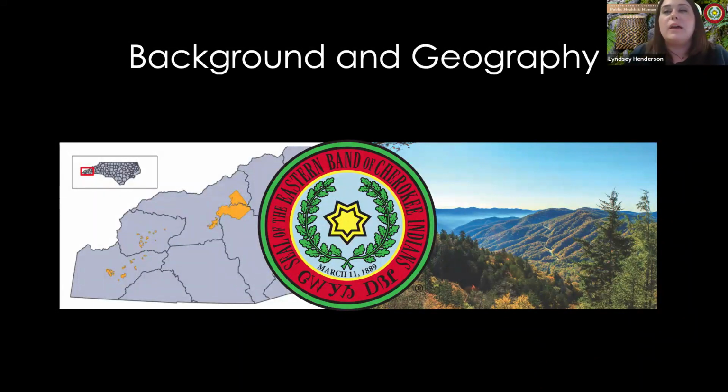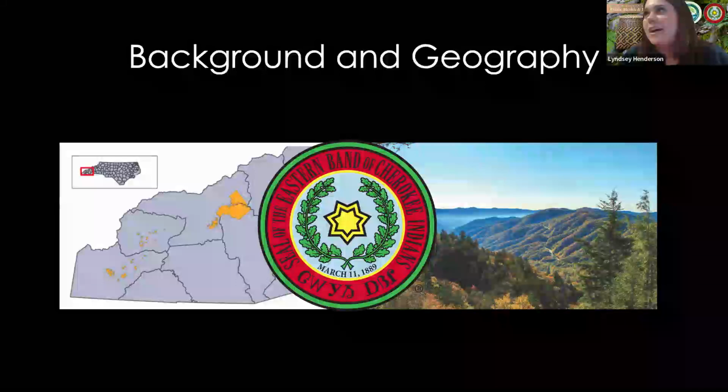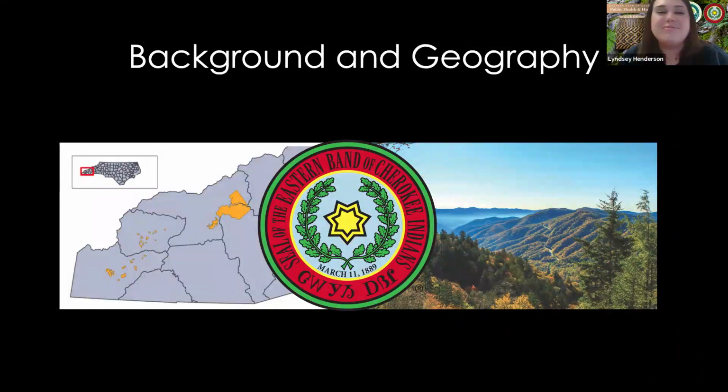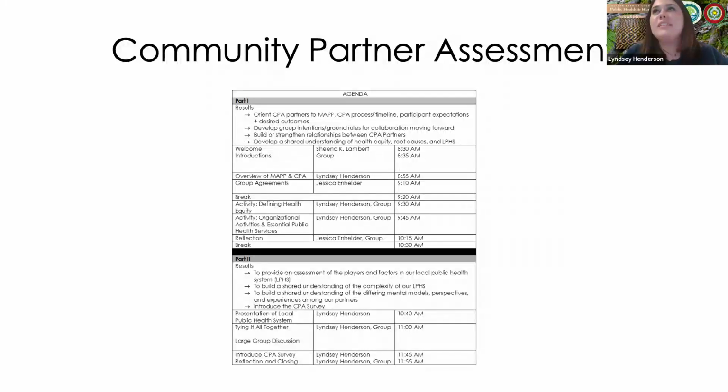If you'll see that larger yellow spot close to our tribal seal, that is the majority of our tribal lands in Jackson and Swain counties. But we also have land spread throughout the rest of the region, as you'll see there. We have our tribal seal, and then just a beautiful picture of Western North Carolina. If you'll go to the next slide, please.